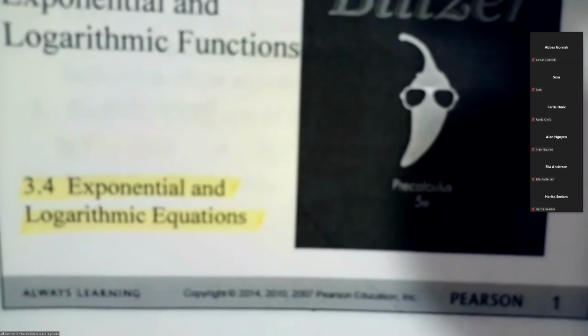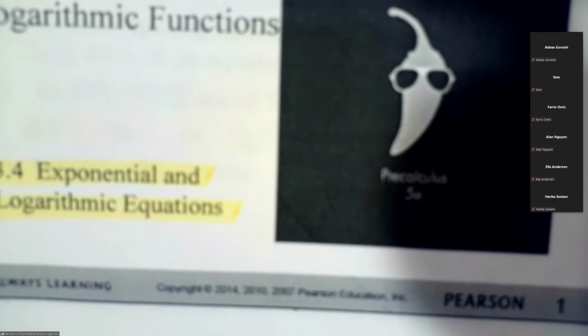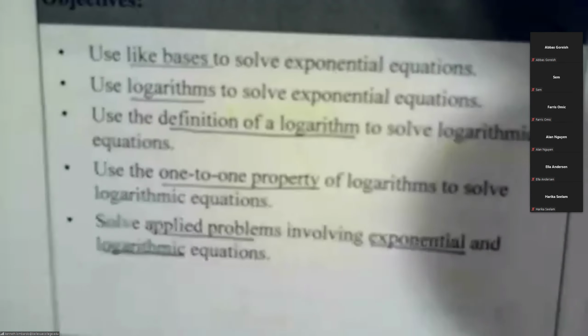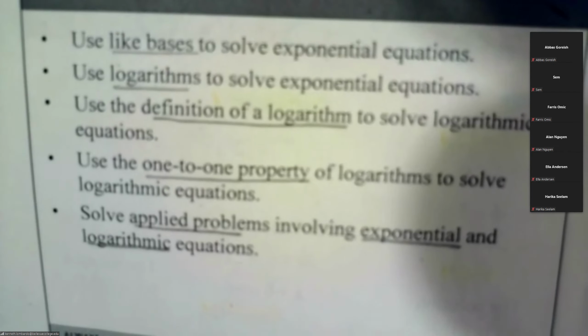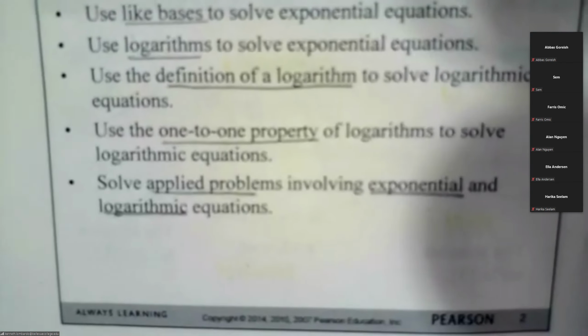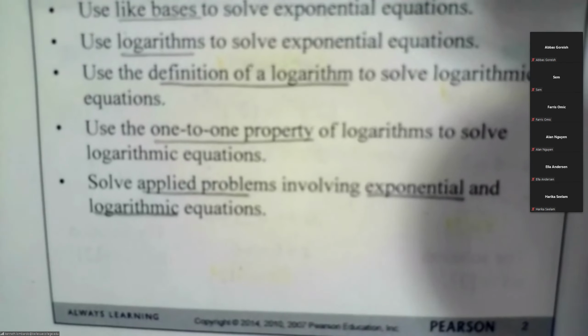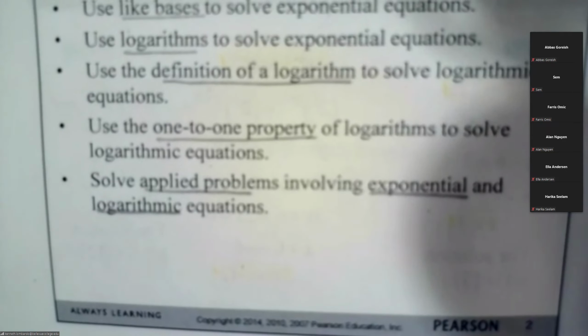which is exponential and log equations. We're going to use like bases to solve exponential equations and logarithms. We're going to use the definition to solve some equations. Look at one-to-one properties and see if we can solve some actual problems using exponential and log equations. So with that in mind, let me see if I can find a problem or two that we can use.